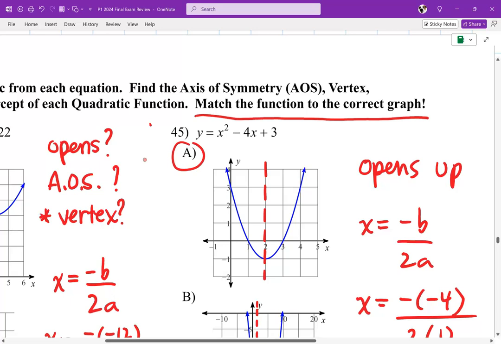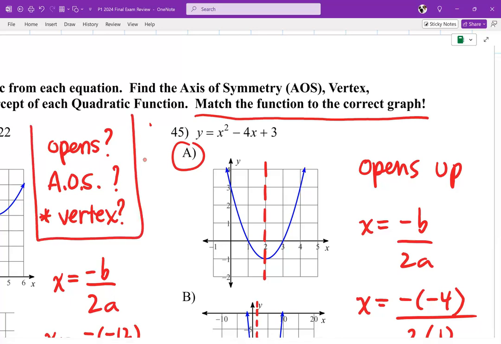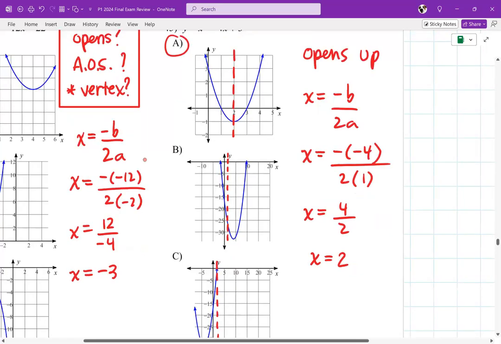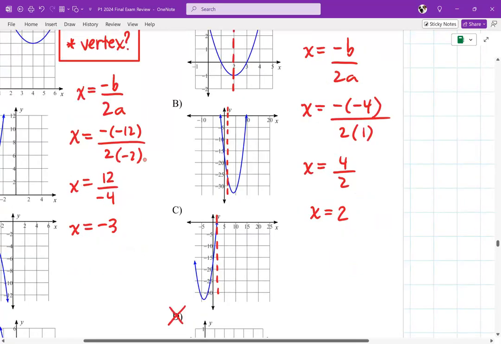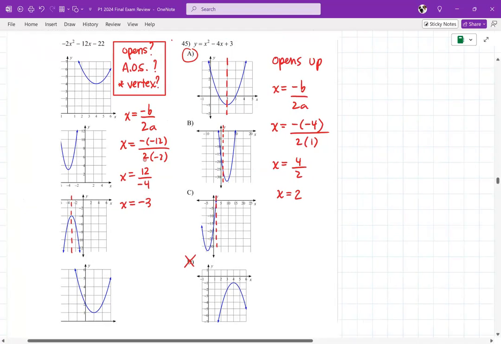So, are we good with those two? So remember, this is what you're focusing on, okay? Which way does it open? What's your axis of symmetry? If you had to find the vertex, all you guys have to do is get the axis of symmetry. So like for 45, just get the 2, plug it back into your equation, figure out what y is. And that's how you get your point, 2 comma something. Okay? But we didn't have to do that.